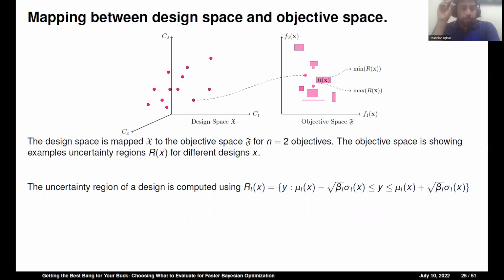Initially, we evaluate a number of initial designs. Then we feed those designs to the surrogate model and get the prediction. So we use the mean and standard deviation to compute the uncertainty region for each of the designs in the design space. Here, you can see the design space mapped to the objective space for two objectives. The uncertainty region is computed using this equation.